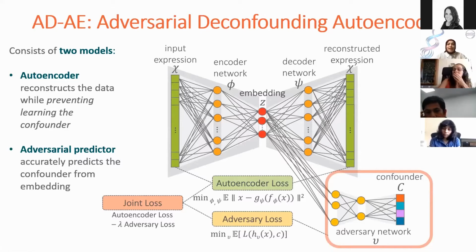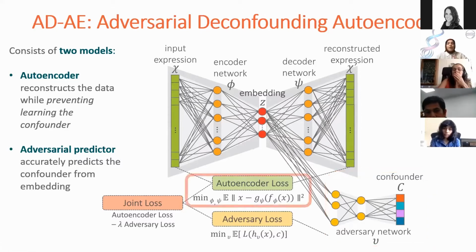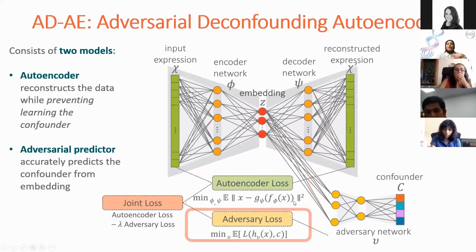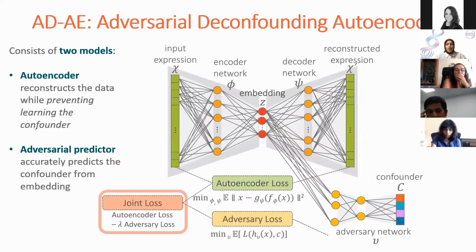And the way we achieve this is we apply a joint training. So we first pre-train the autoencoder to minimize the reconstruction loss, and then we separately pre-train the adversary to minimize the adversarial loss. By the way, the adversarial loss is defined based on what type of confounder you have. And the most important part is we move into joint training where we freeze the adversary for one epoch and then train our autoencoder to minimize the joint loss, which means minimize the autoencoder loss while maximizing the adversarial loss. And then we freeze the autoencoder and train the adversary for one epoch to minimize the adversarial loss.